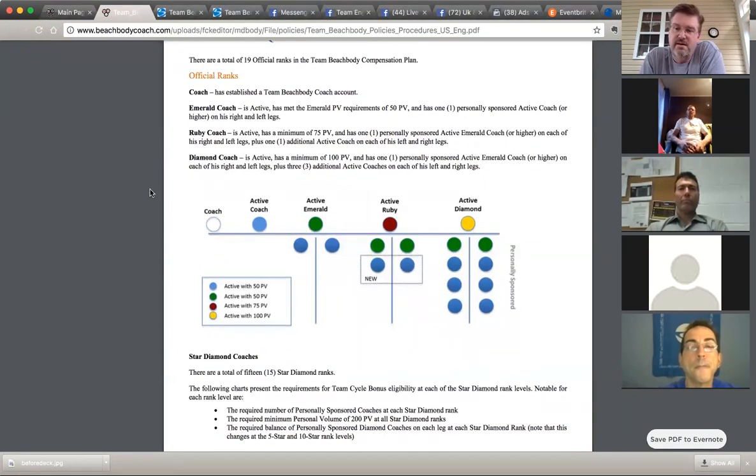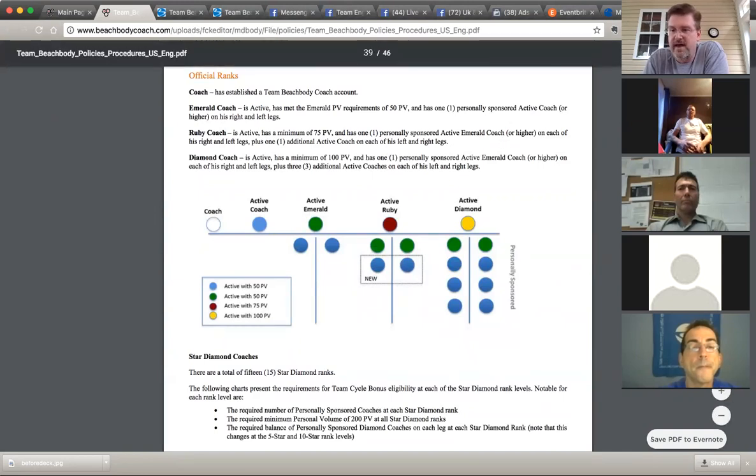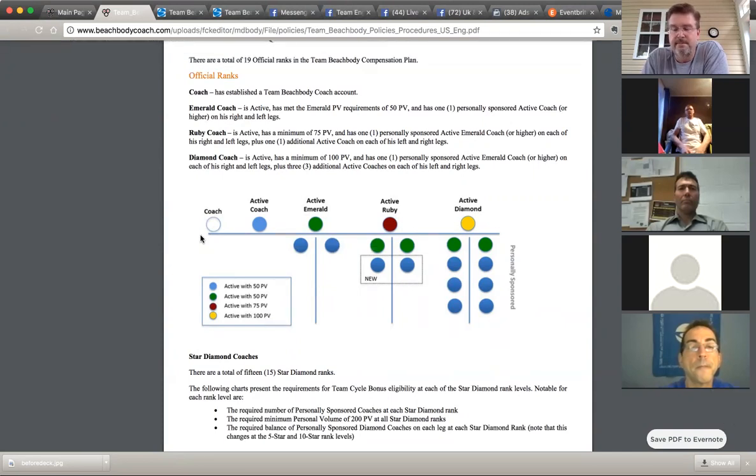When you sign up as a coach, you start at the coach rank, and you can be either inactive or active. If I lose you, because this can get complicated and I'm trying not to get too in-depth, feel free to stop me and ask questions. So what does it mean to be an active coach, or the opposite, inactive? You can be active or inactive as long as you pay your coach fee.